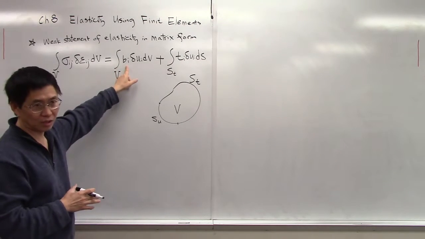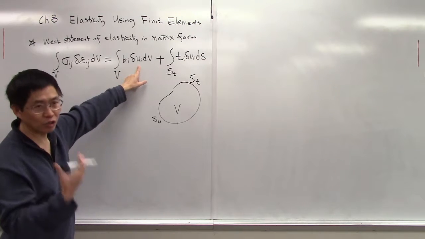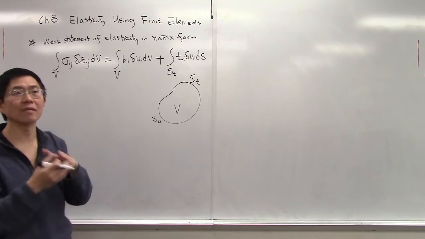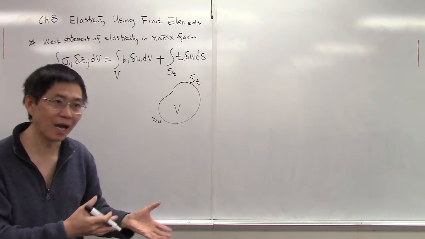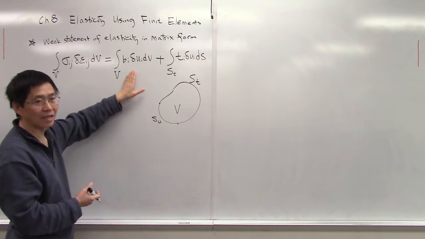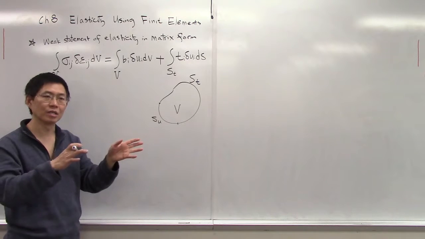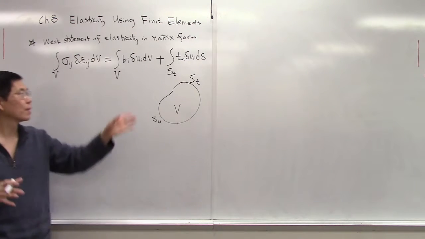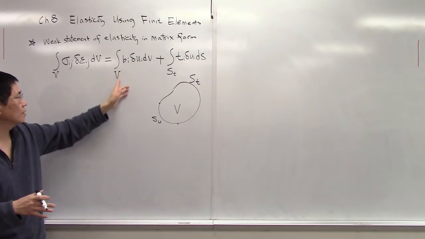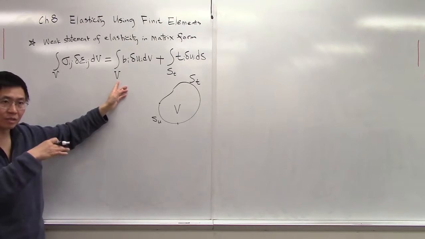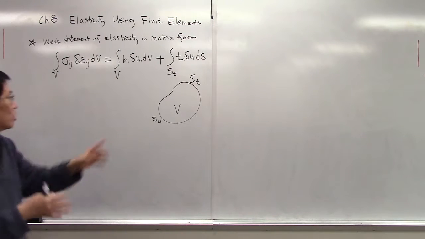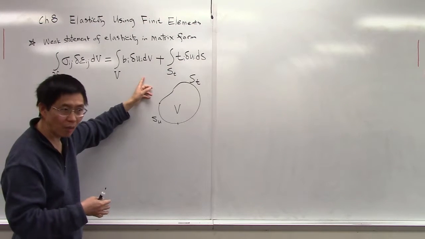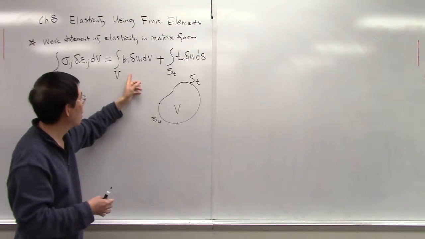This is body force times a virtual displacement. Force times displacement gives you the work done by the force, right? And again, body force is distributed over the whole body. Therefore, when you integrate over the whole body, that means all the forces on the body done on the virtual displacement. So this is work by the body force.